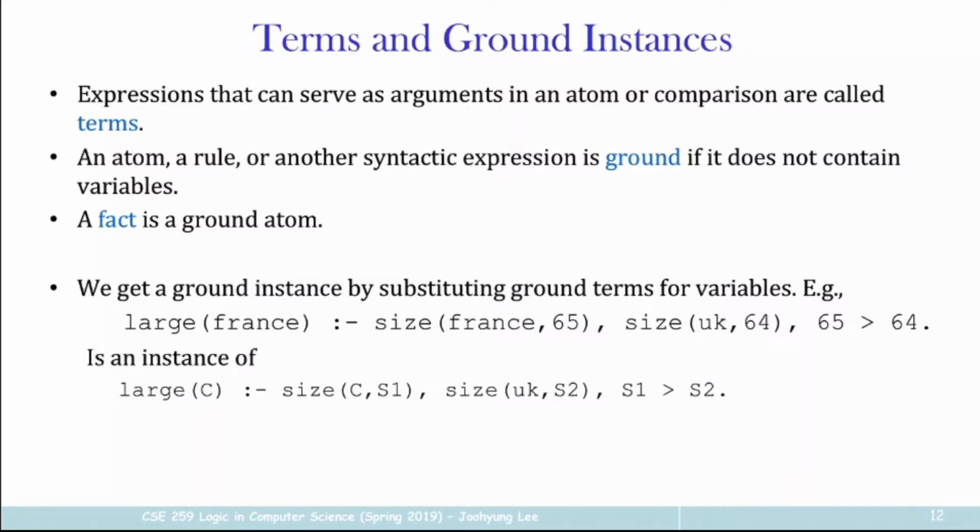Now, one thing to be careful about is that when you ground it, you have to replace the same variable with the same instance. If you use C here and you replace this C with France, then every other occurrence of C must be replaced by France. That makes sense, right? If you use the same variable, you're pointing to the same thing. So this is an instance.